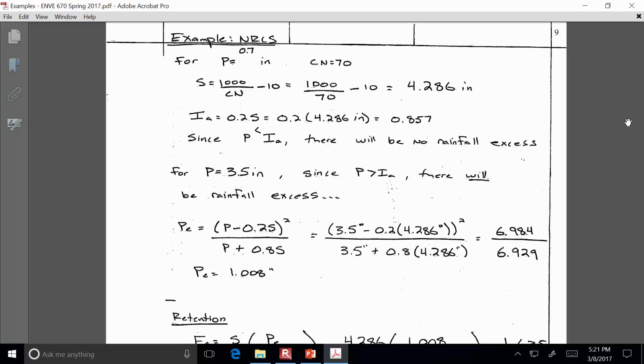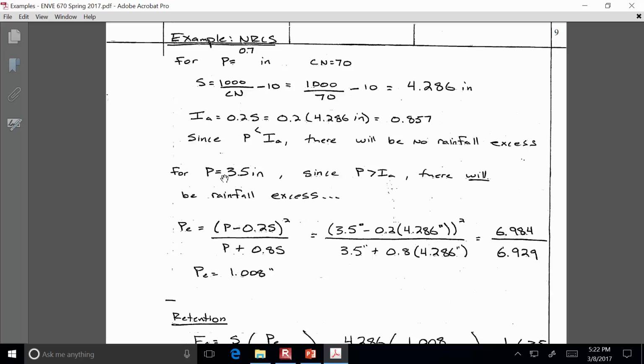In the case of that first storm, we won't see any runoff. There's no rainfall excess because the initial abstractions aren't satisfied. The estimate is that 20% of the storage is 0.857 inches. And so since the rainfall depth was just 0.7 inches, then there's not going to be any left over. So we didn't even finish wetting the surface, in other words.